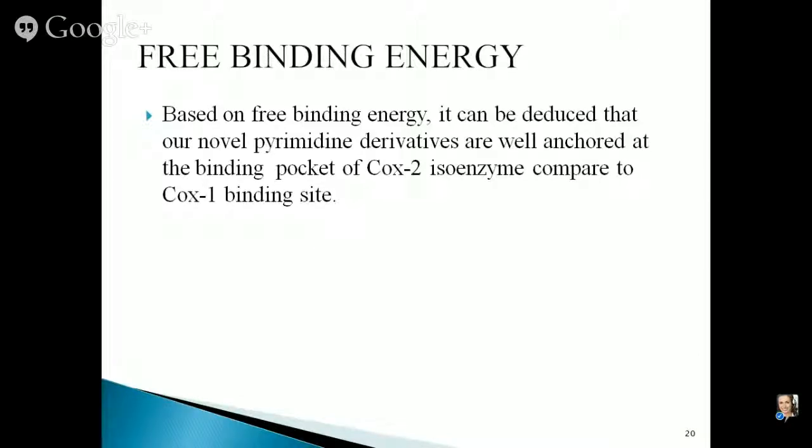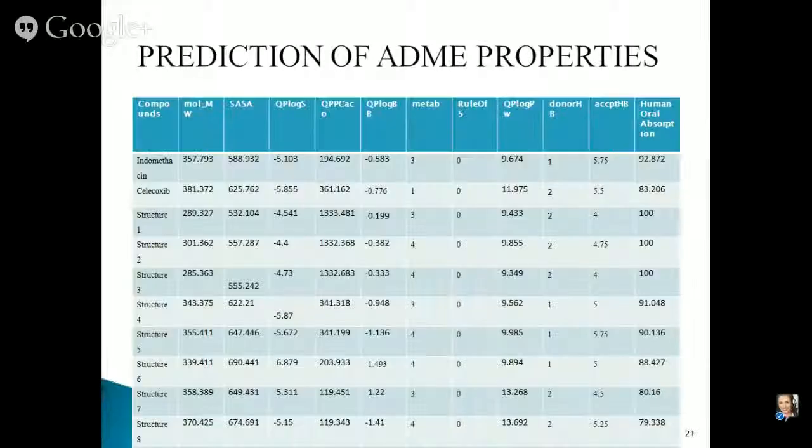This table shows the prediction of ADME properties. All the pyrimidine derivatives, that is all the novel compounds, show at least good to moderate ADME properties, that is drug-like properties, ranging from human oral absorption. All of them show very good human oral absorption. In fact, based on this ADME, all the novel compounds show very good ADME properties.